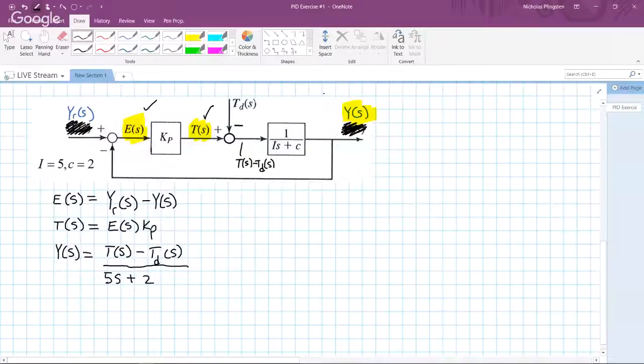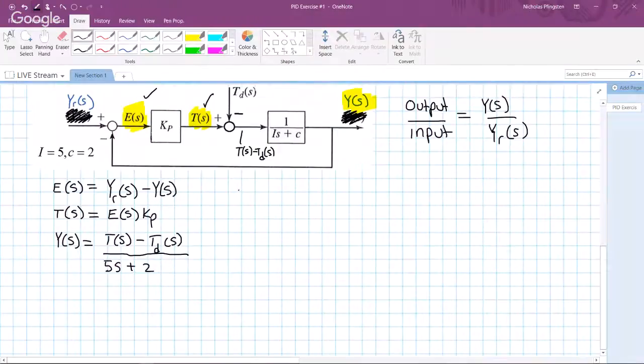What is the closed loop transfer function? Ask yourself that. Well, we know that is your output over your input. And in this case, that will just be Y of S over Y sub R of S. So let's carry on.